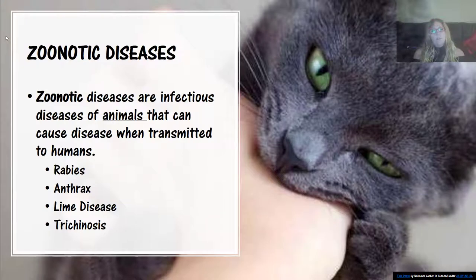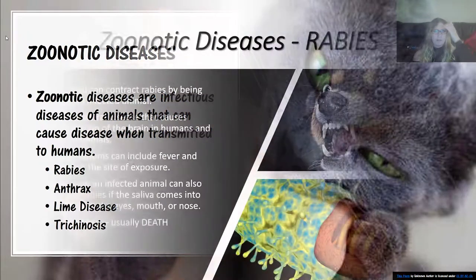So, another pathway of transmission is from animals to humans. These are called zoonotic diseases. Zoonotic diseases are infectious diseases of animals that can be transmitted from animals to humans. Probably the most commonly thought of one is rabies, but there is also anthrax, Lyme disease, and trichinosis.